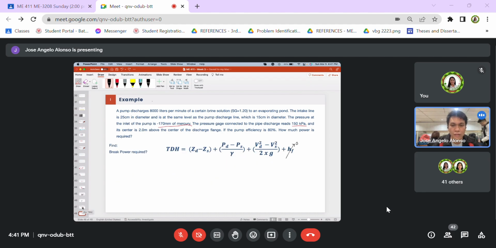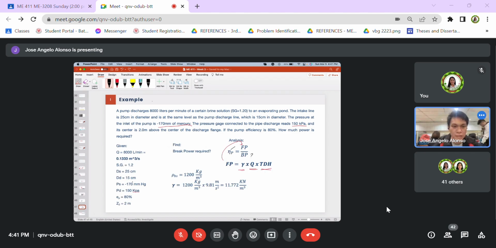The difference in pressure also needs to be computed. However, the pressure at suction given in the problem is negative 170 millimeter of Hg. So let's first convert it into kPa. For every 7.5 millimeter of Hg, there is 1 kPa. So we divide 170 by 7.5, and we get negative 22.66 kPa.